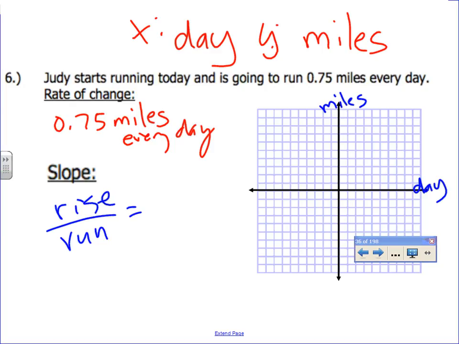So rise over run, when we graph something, let's just pretend like we have to start here. And if your slope is positive, you go, let's say we started here. Your rise goes this way, your run goes this way. That's if our slope is positive, okay?